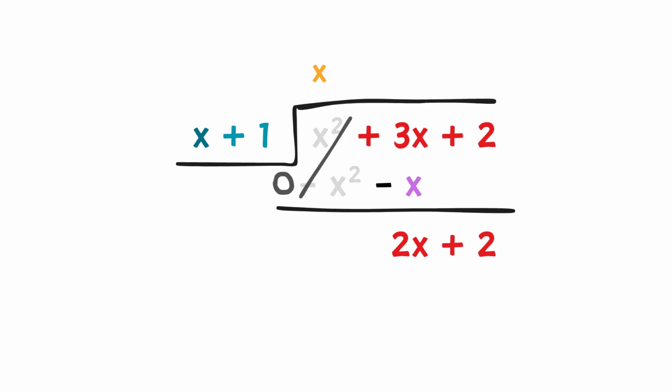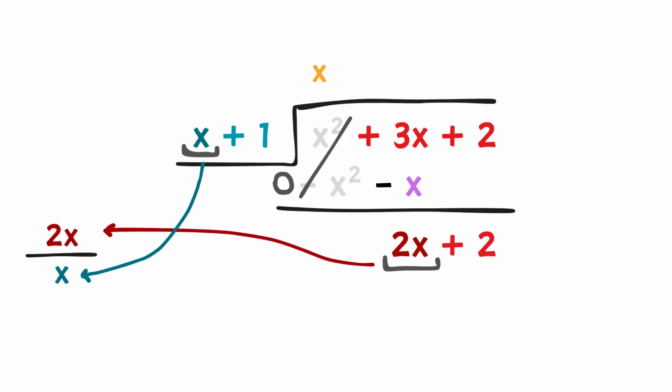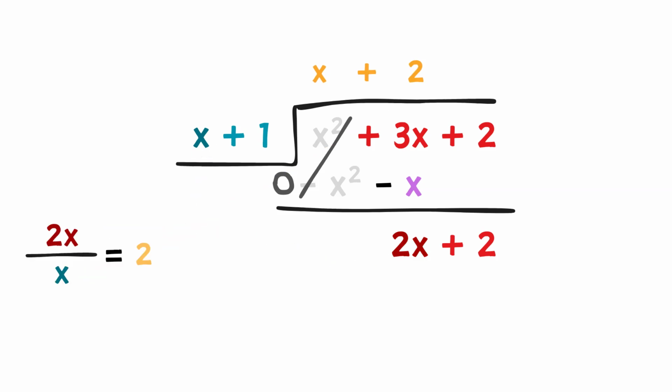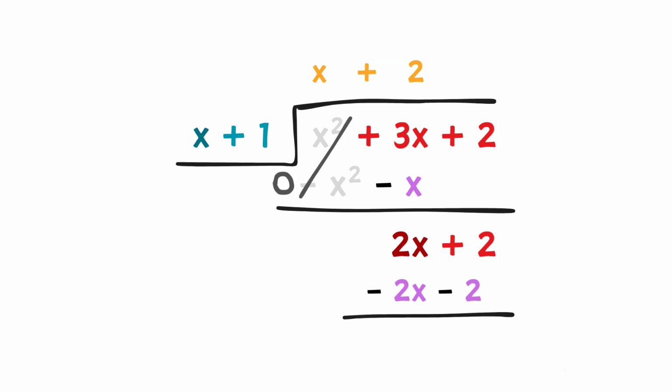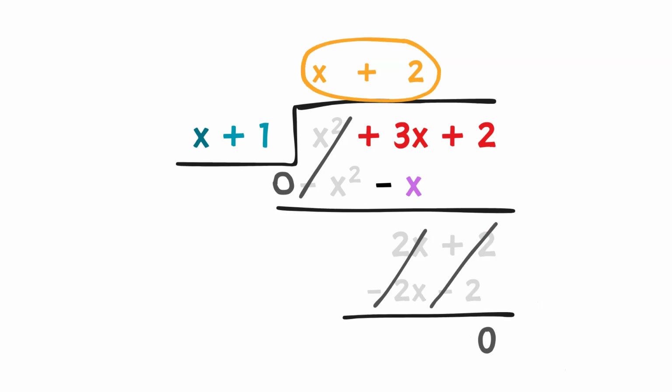Okay, now what can we multiply x by to make 2x? 2. So let's multiply x plus 1 by 2. This gives us 2x plus 2. Subtracting this from 2x plus 2, we get 0 as the remainder, so our quotient is x plus 2.